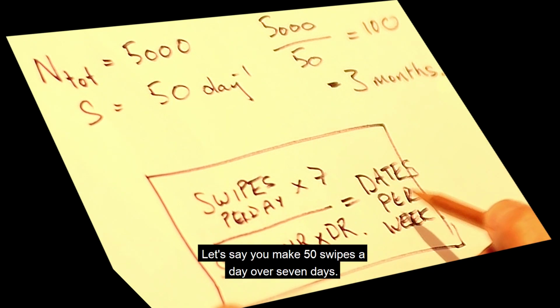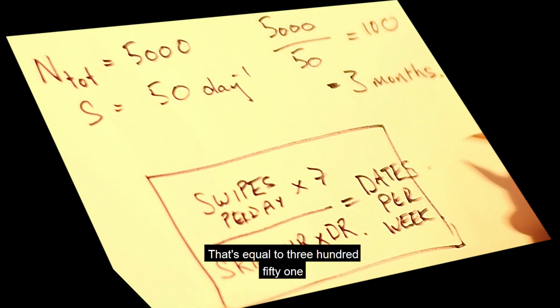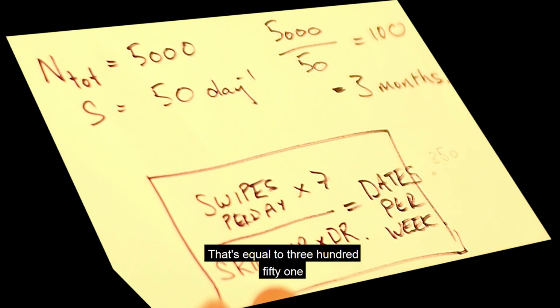Let's say you make 50 swipes a day over 7 days. That's equal to 350. I'll write this in a quick pen.